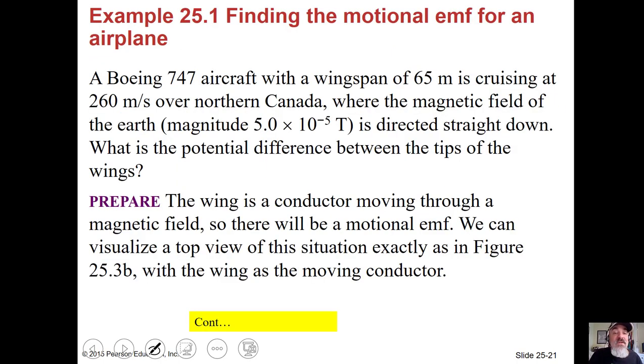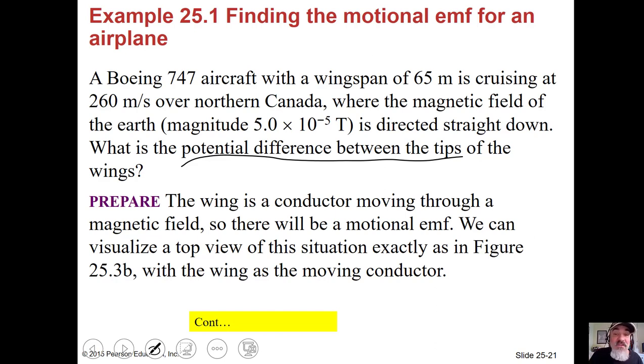Okay, so here's an example. Boeing 747, wingspan 65 meters, cruising at 260 meters per second over northern Canada, where the magnetic field is 5 times 10 to the minus 5 tesla, directed straight down. Okay, so what is the potential difference between the tips? So we're assuming here that the plane is perpendicular to the magnetic field. The magnetic field is straight down, the plane is going this way. v and B are perpendicular to each other. So we want to know what is the potential difference developed across the wingtips. So we just came up with the formula for that.